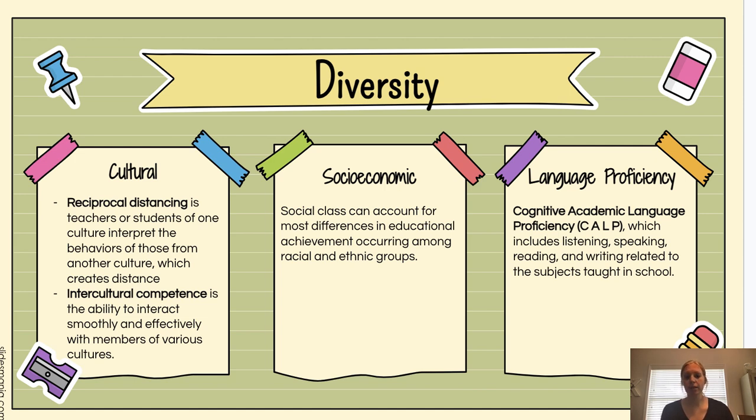Many times we see different socioeconomics acting or performing differently, so we group them together, which you shouldn't do. And then that language proficiency, so that cognitive academic language proficiency, which includes listening, speaking, reading, and writing. And people might do it differently. And you have to understand their culture in order to understand why they might be performing this way. So really just, if you listen to your students and talk to them, engage with them, all of these things will come very, very natural.